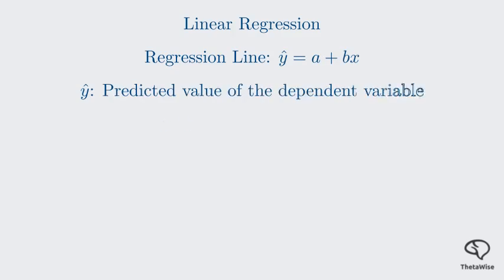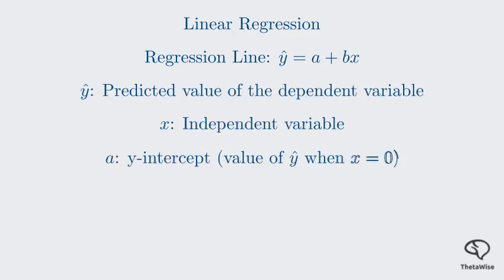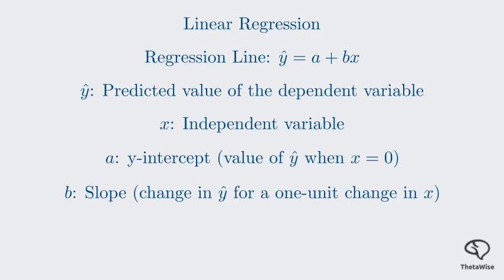Now let's move on to regression. The goal of linear regression is to find the equation of the straight line that best fits the data. This line is called the regression line, and its equation is y hat equals a plus b times x. In this equation, y hat is the predicted value of the dependent variable, x is the independent variable, a is the y-intercept, and b is the slope of the line.